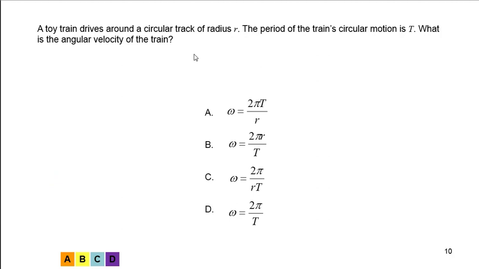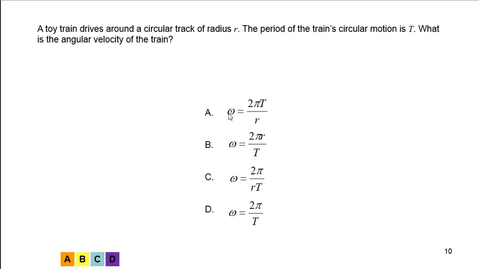Okay, so here we have this train driving around a circular track. The track has a radius r. The period of the train's circular motion is big T. Now remember what period means. That's how many seconds it takes to go around once. Based on these two variables, I want you to tell me what is the angular velocity, omega, of the train. So press pause, take some time to work through this, and then press play when you want to go through it with me.